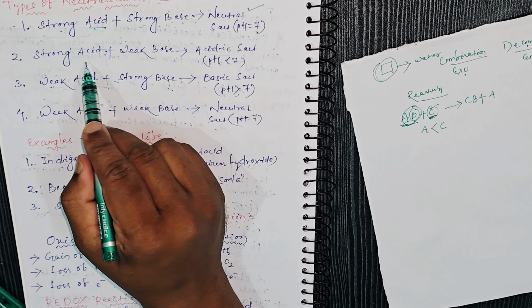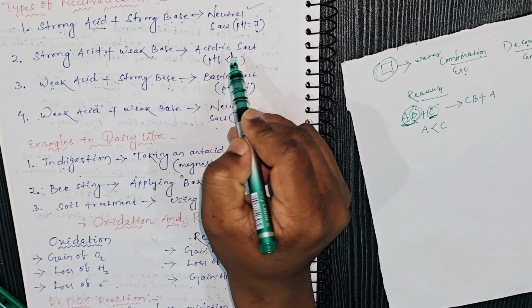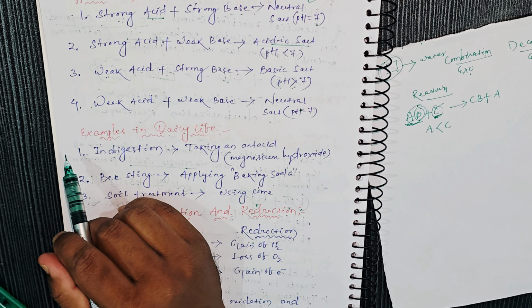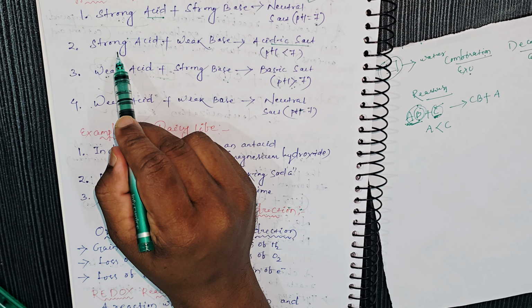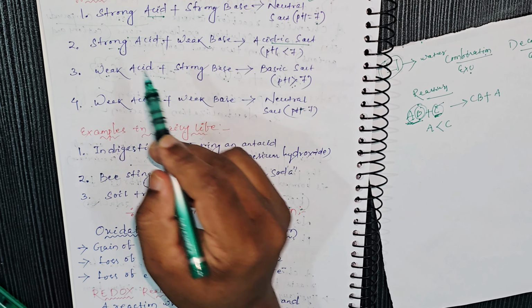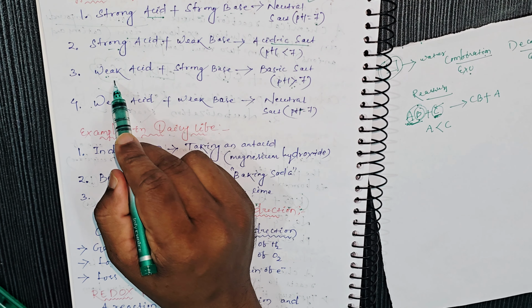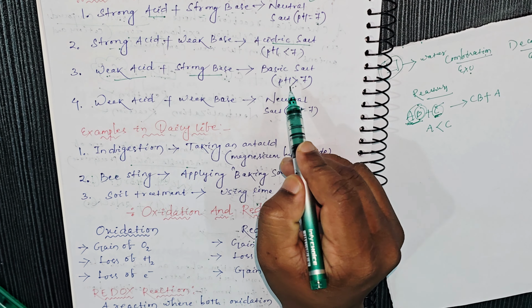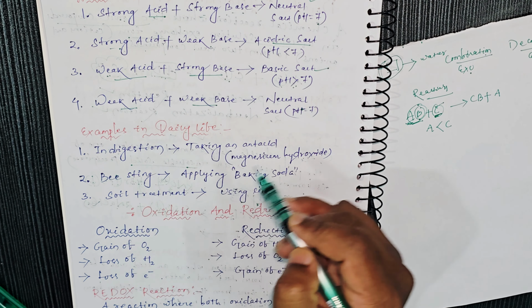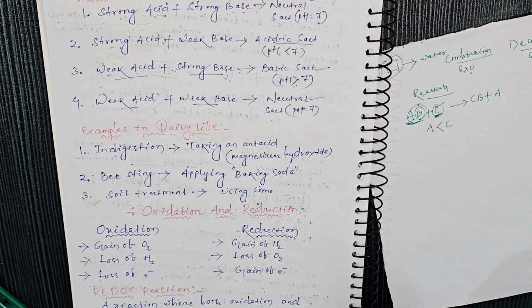Second one, strong acid, weak base. The nature of the salt is acidic by nature. That means if you talk about anything strong, depending on that particular acidic or basic nature, the salt will be obtained. I have taken weak acid, strong base, it is basic in nature. Weak acid, weak base, both are weak, so that is neutral. I hope this is clear.